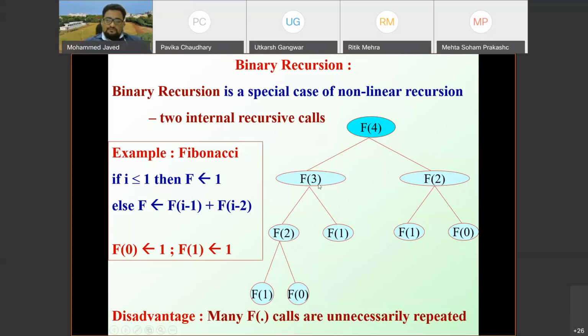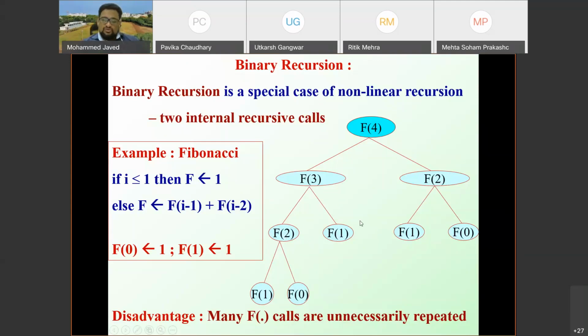Now you see that when you split again f of 3, you again get f of 2 and f of 1. F of 2 and f of 1 already exist, and again you see in f of 2 you already have f of 1 and f of 0. So f of 1 and f of 0 again repeat in f of 2. So these are all redundant calls.